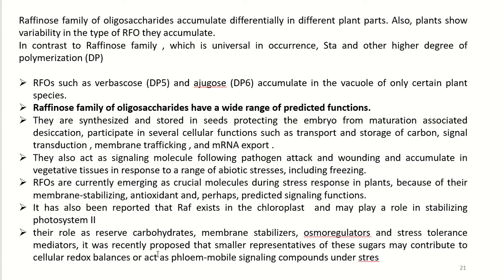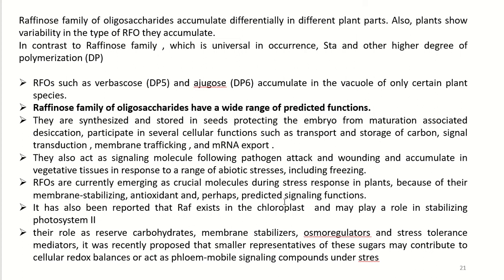Remember these words for the year. If you want to become a scientist in plant biochemistry, you must read these functions as stress tolerant mediators, because in climate change conditions you will find many biochemists studying these aspects of stress tolerant mediators.